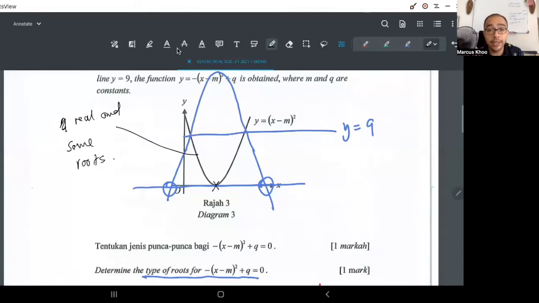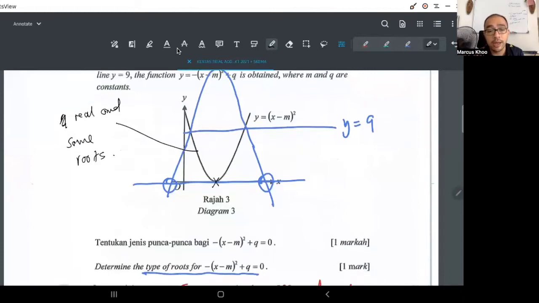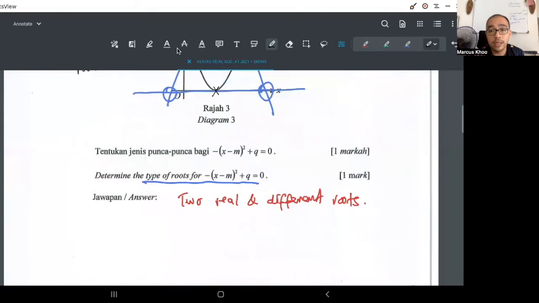But if I reflect it, I will get this one. And then they say determine the type of roots. Is basically by just using the graph lah. This is a 1-mark question. It is what we call a conceptual question. Okay, it's either you know this concept or you have forgotten this concept lah. Okay, so two real and different roots.